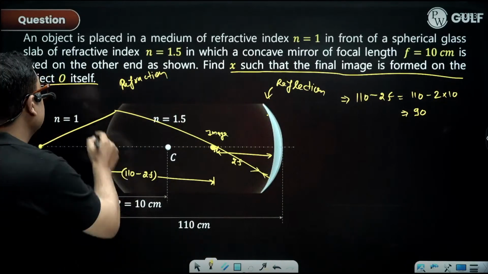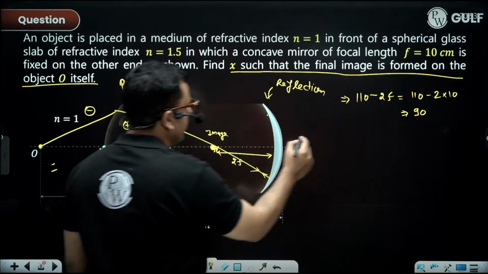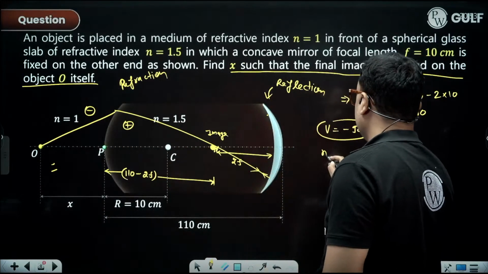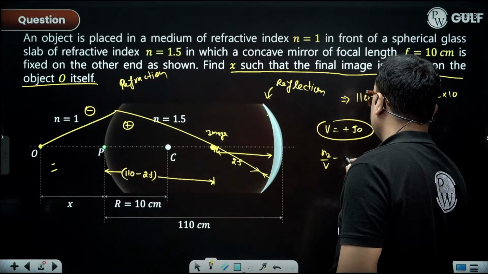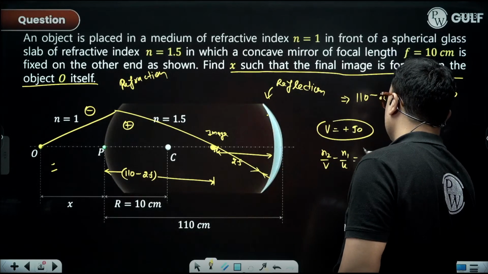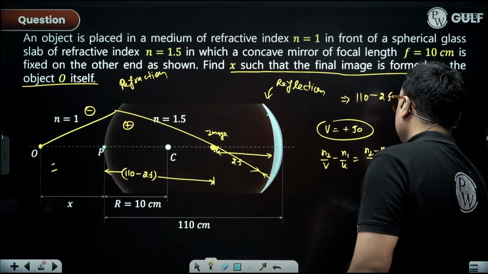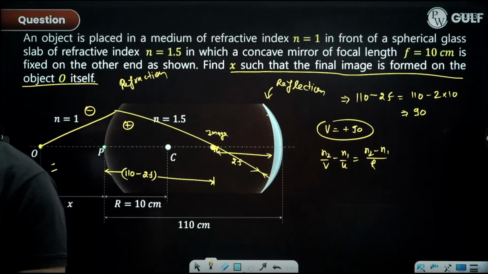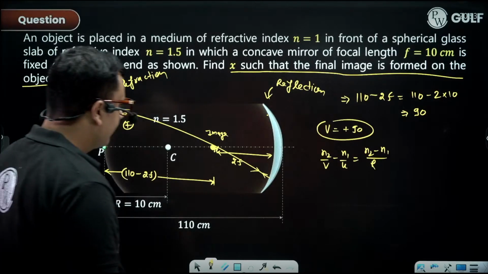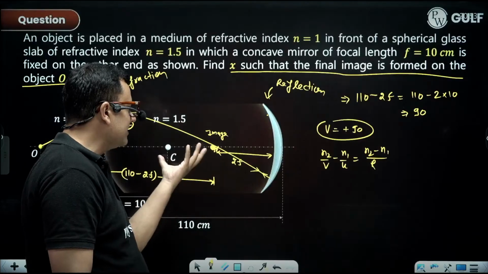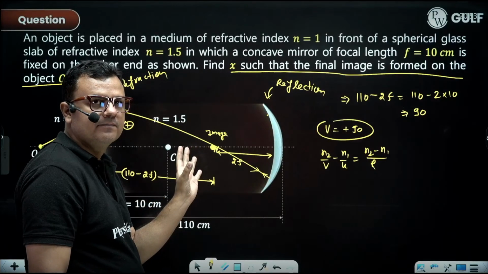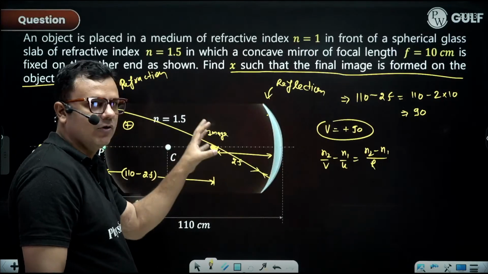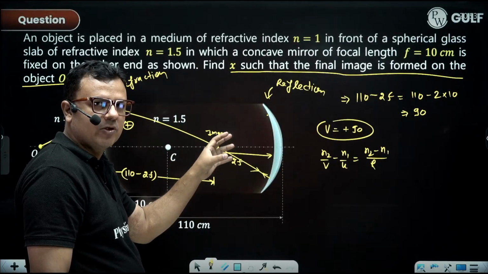This side is negative, this side is positive. So your V will be minus 90. And now you can apply N2 upon V plus 90, minus N1 upon U, equal to N2 minus N1 upon R. Is it clear or not, my dear students? This point is clear or not? Why are we taking this 90? Because they mention the condition that the image should be formed on the object itself.